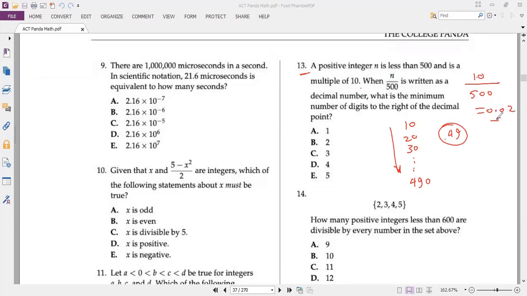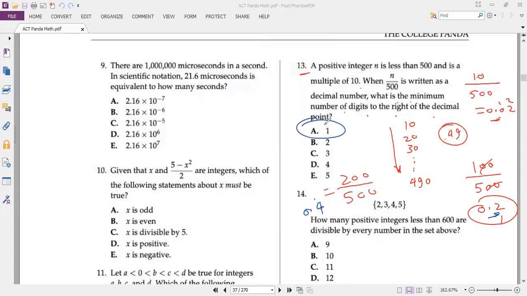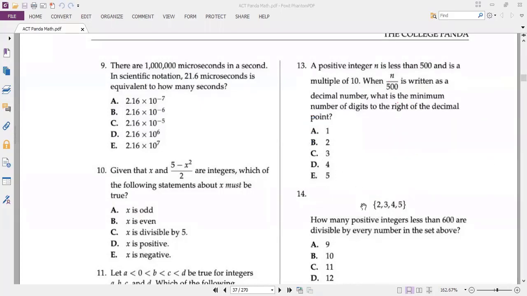How many digits are left to the right of the decimal? 1, 2. He asked about the minimum number of digits to the right. So if we take it like this, we can take 100. Yes, this should be 0.21 decimal. Take 200, can take 200. In the calculator, how many digits are on the right? 4 after the decimal. Only 1 digit is the minimum number of digits that can be to the right of the decimal point. So the answer is A, very easy and very tricky as well.